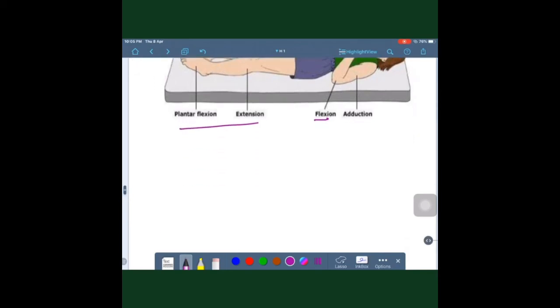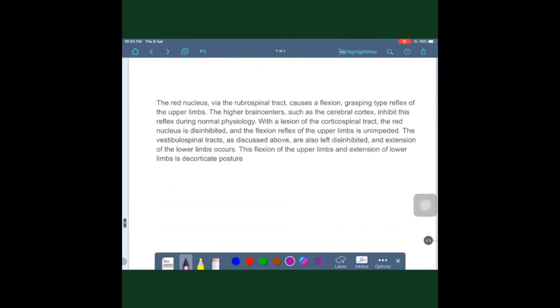So why does the decorticate posturing occur? The red nucleus via the rubrospinal tract causes flexion and grasping type of reflex of the upper limb. The higher brain centers like the cerebral cortex inhibit this reflex during normal physiology. With the lesion of the corticospinal tract, the red nucleus is disinhibited. So the red nucleus causes abnormal flexion of the upper limb because of disinhibition.